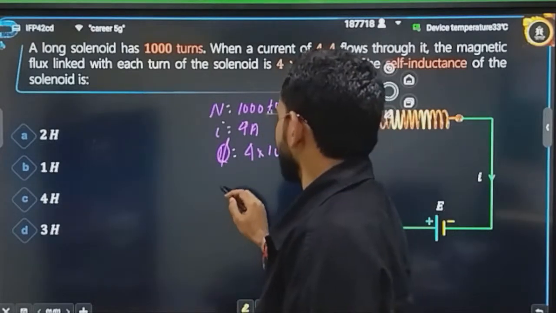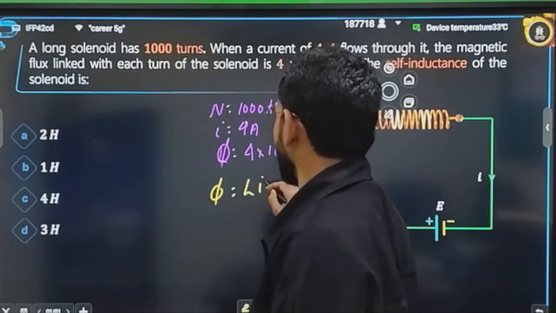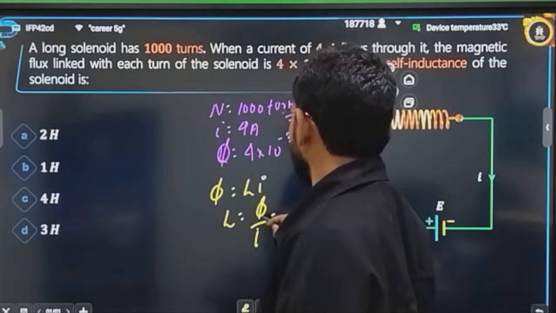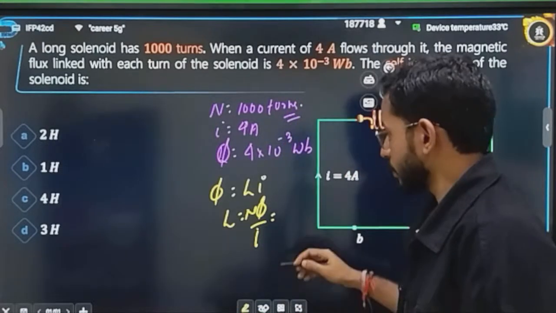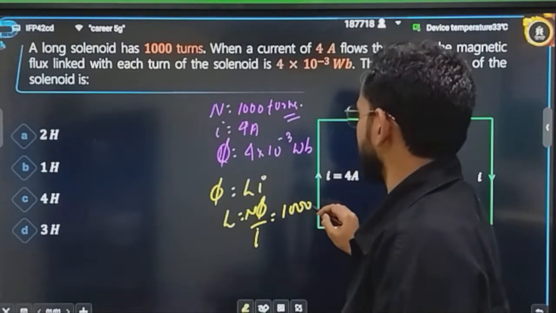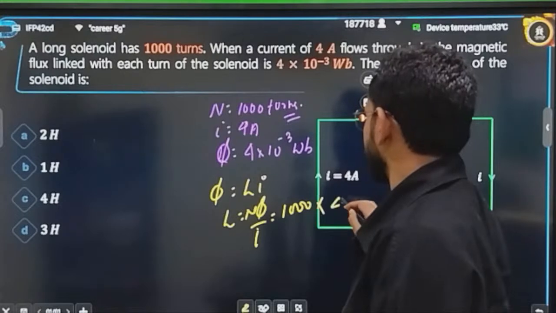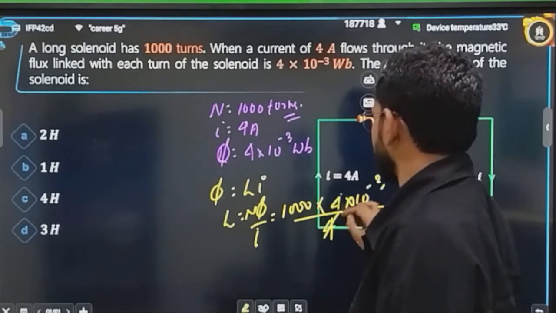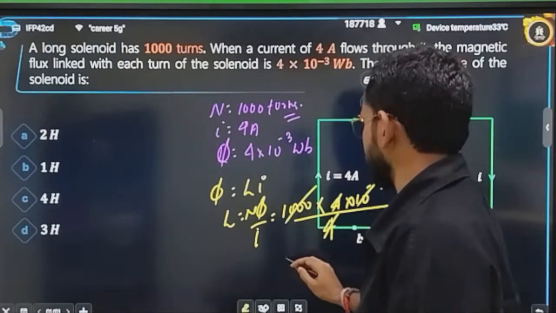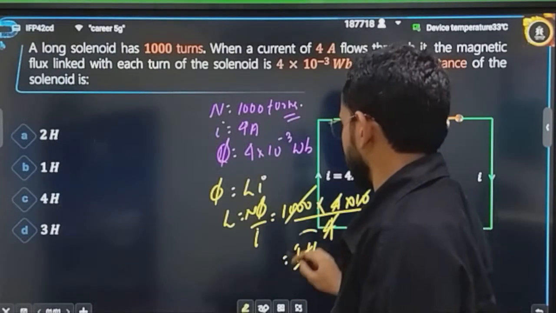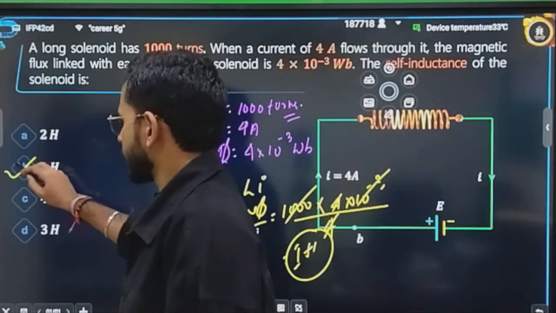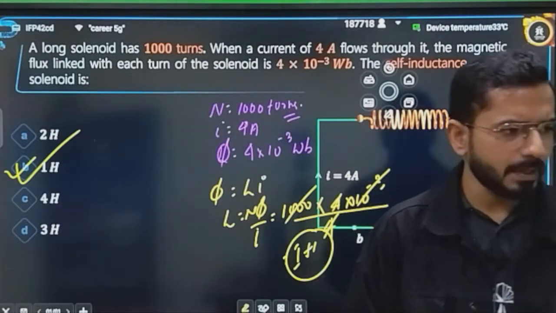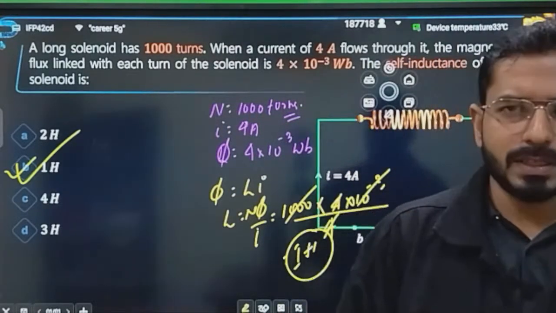How will you calculate it? You will simply use flux is equal to L into I. That means L can be written as flux divided by current, multiplied by the number of turns also. Now just solve it. It will be 1000 into flux 4 into 10 power minus 3 divided by current, that is 4. The 4 cancels, and 10 power 3 and 10 power minus 3 cancel. The answer should come as 1 Henry, simply 1 Henry. That means option B is correct. Clear? Basic formula application.